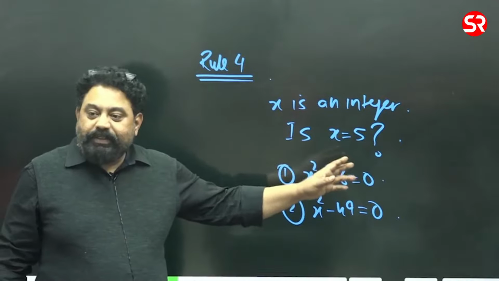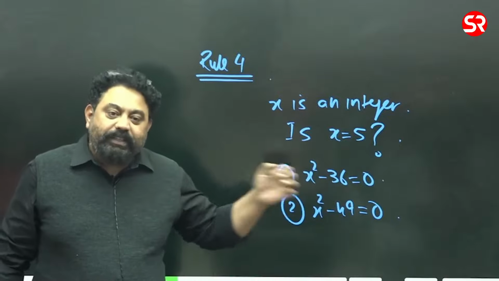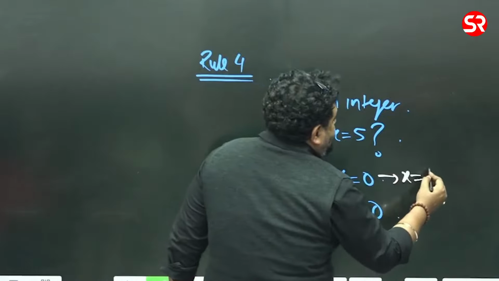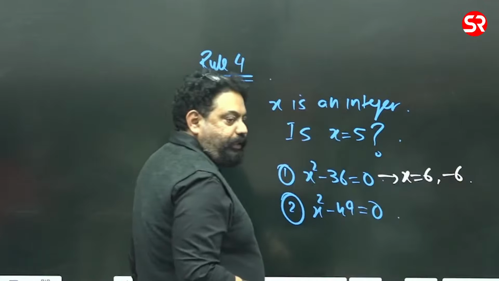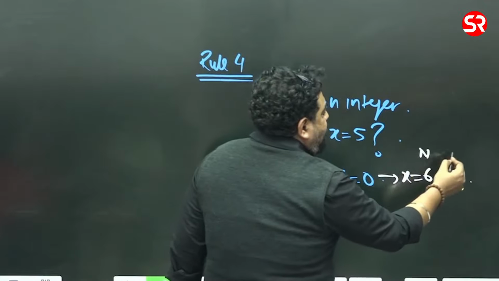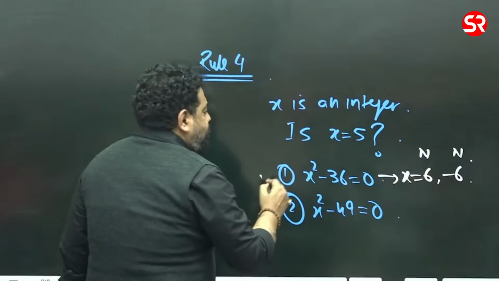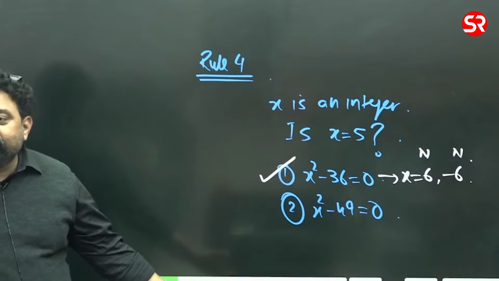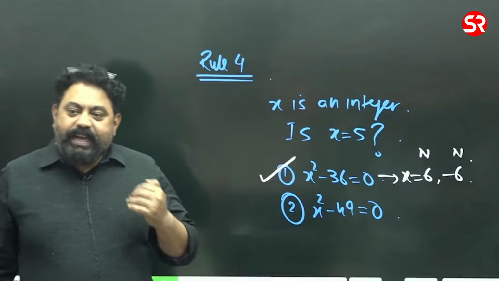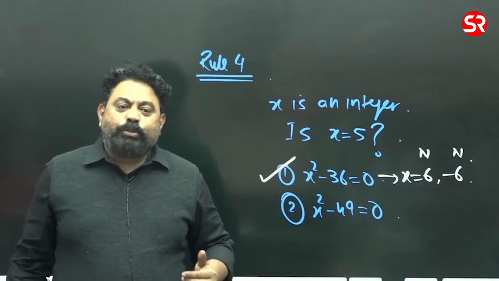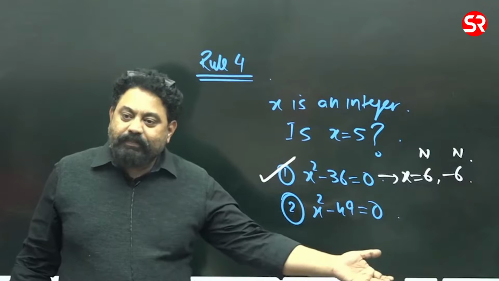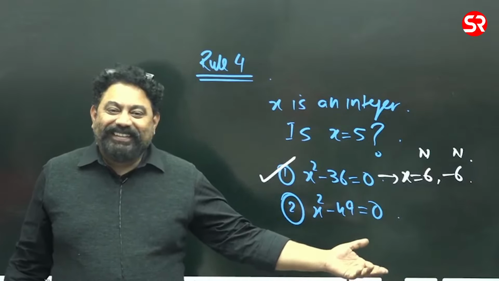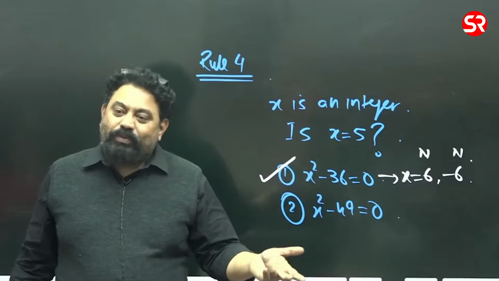Suno, tumse question pucha hai. Is x equal to 5? Kya x 5 ke barabar hai? Right, the first statement says x is equal to 6 or minus 6. So you say no, x is not equal to 5. Which means statement 1 is giving you an answer: no, x is not equal to 5. My question was, is x equal to 5? Statement 1 says no, x is not equal to 5. Simple, right? The question has been answered by no.